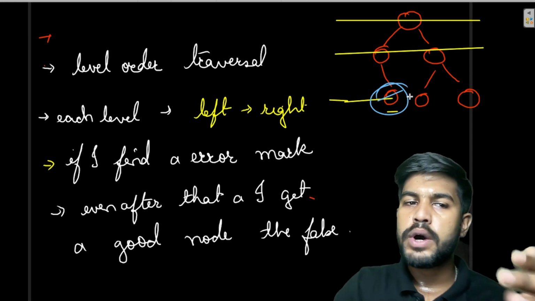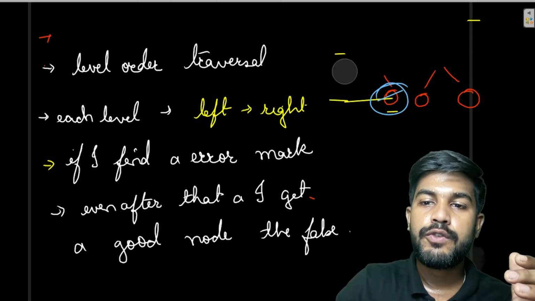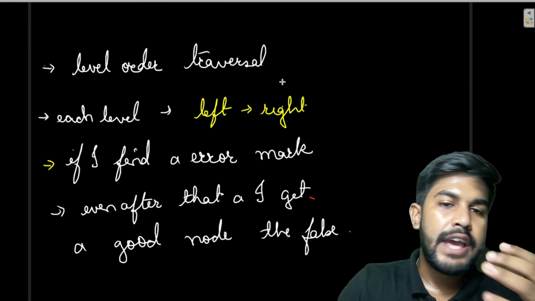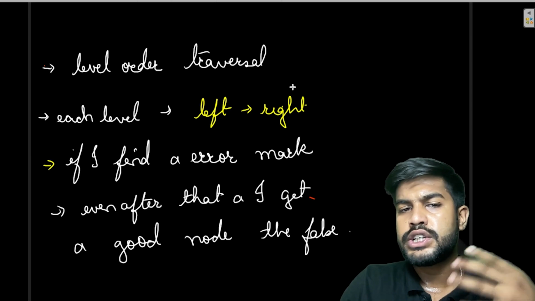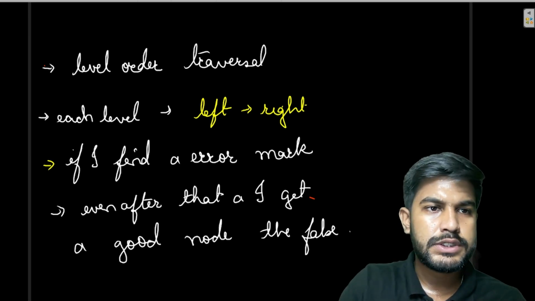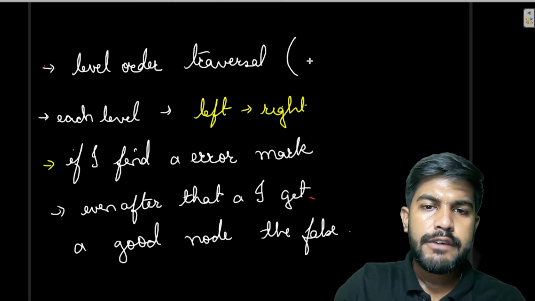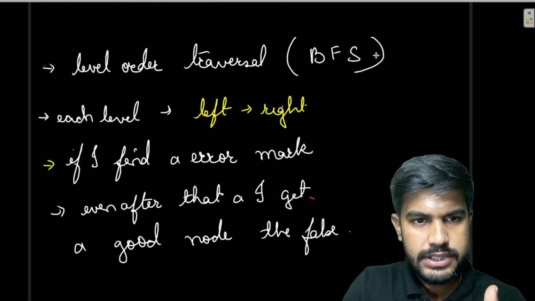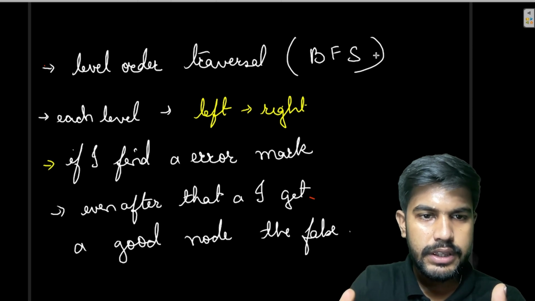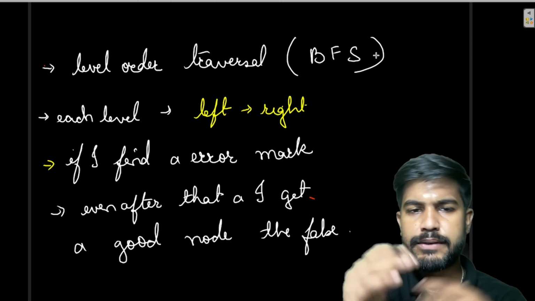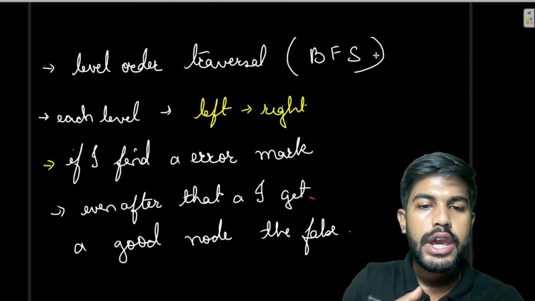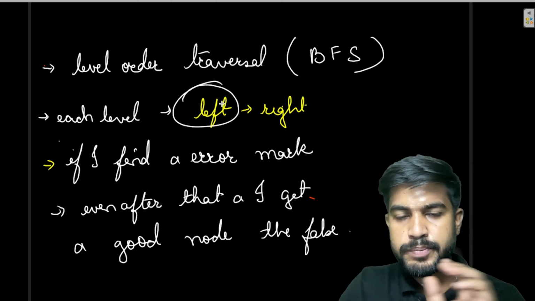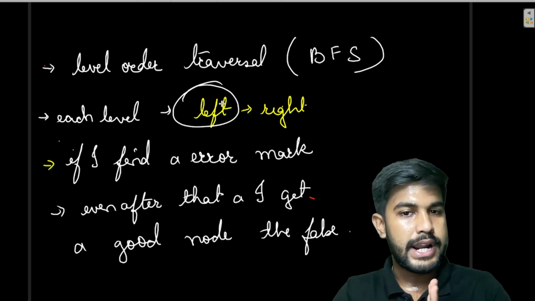Now the question arises, how do we do the level order traversal? Whenever we talk about traversal, we have the two most famous approaches, depth first search or breadth first search. We would simply use BFS, breadth first, which does level order. Or you can do the recursive one also, but we would move forward with the iterative one. We go to each level from left to right, prioritizing the left-hand side and then the right-hand side.